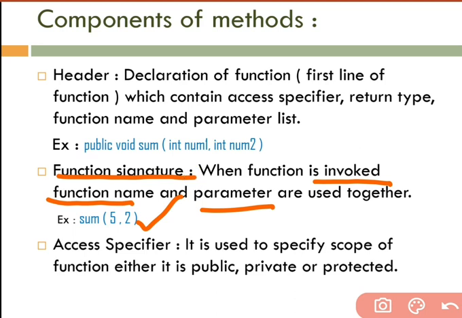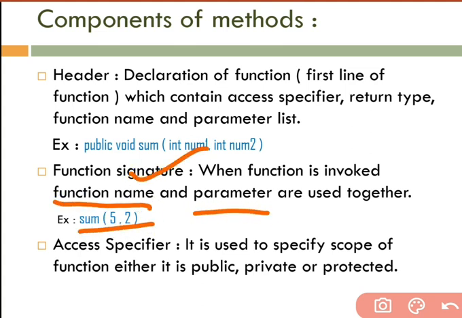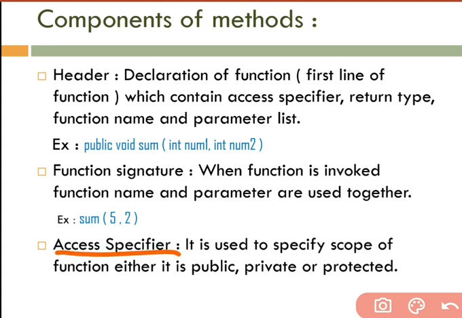We will discuss it later on when I provide you an example for that. Then you will be able to understand what a function signature is. But for now, remember: function name with parameters is the function signature. Then we have the access specifier. You know what an access specifier is? Public, private, protected. I told you earlier, it always shows us the scope of a particular thing. Now we are using it with a function, so it is the scope of a function.